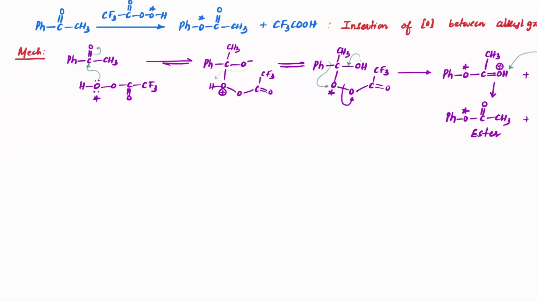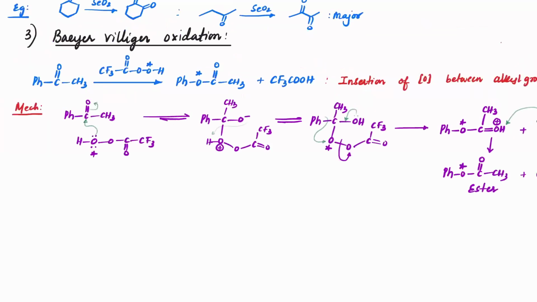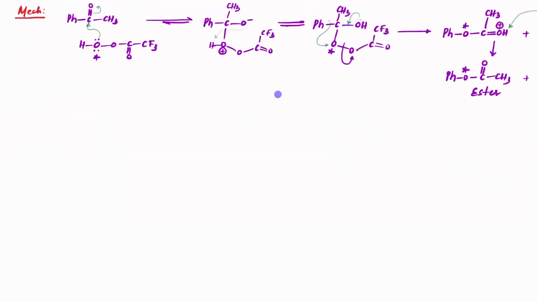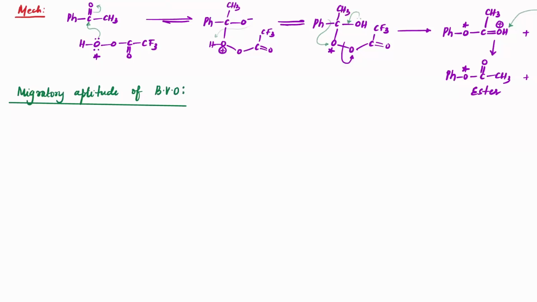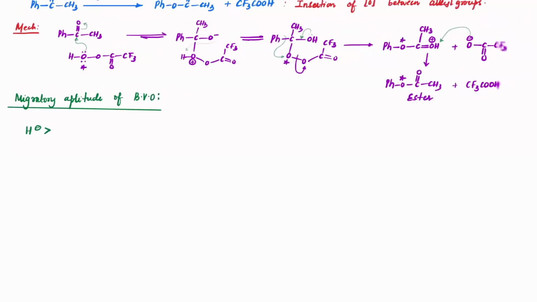Now notice this. Here, why only phenyl got migrated? Why not methyl? Because both of them are at the same distance. The same thing would happen. So here we need to learn which one will migrate over the other. This is known as migratory aptitude. Migratory aptitude of Baeyer-Villiger oxidation. If you compare the migratory aptitude, the H minus definitely has the highest ability to migrate, correct? So H minus has the highest ability.